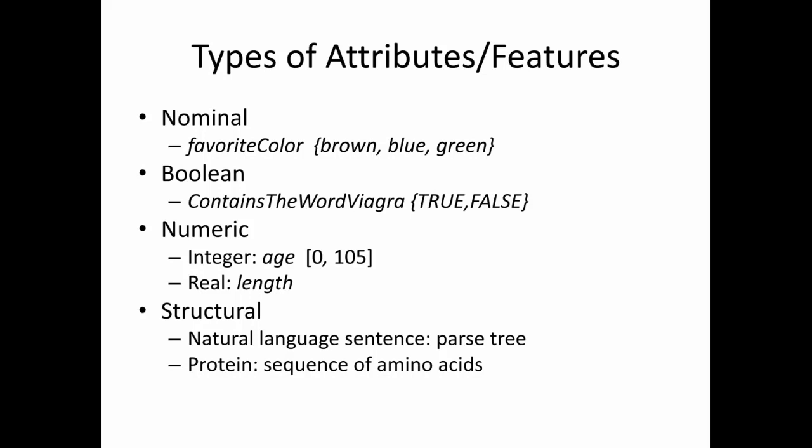And there are different types of attributes or features. Some are nominal, so each class has a name, like brown, blue, green. You could also have Boolean features, where the possible values are either true or false. And you could have numeric features. The values could be integers or real values. And you could also have structured features. So for NLP, you could have a parse tree. A sentence consists of a noun and a verb phrase, which in turn consists of a verb and a noun. So that could be your feature for a sentence like AI. And you could also have amino acid sequences as features.